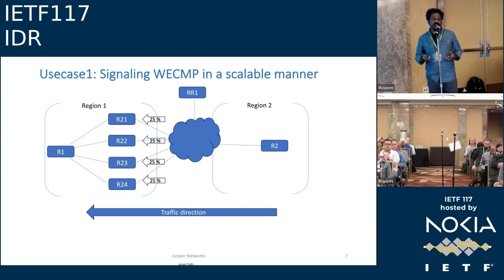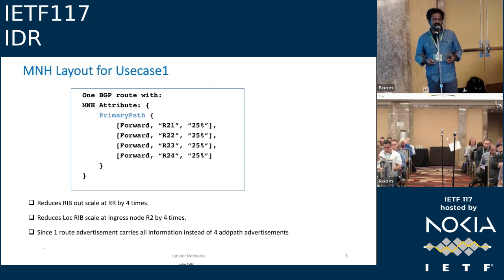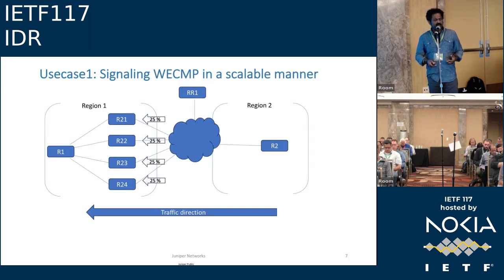And so we see that the number of routes that we need to advertise is basically based on the number of next hops we want to advertise. So the RIB actually becomes 4x. And this is a problem for the RR, which has a RIB out 4x, and for R2 as well, which has a RIB 4x.